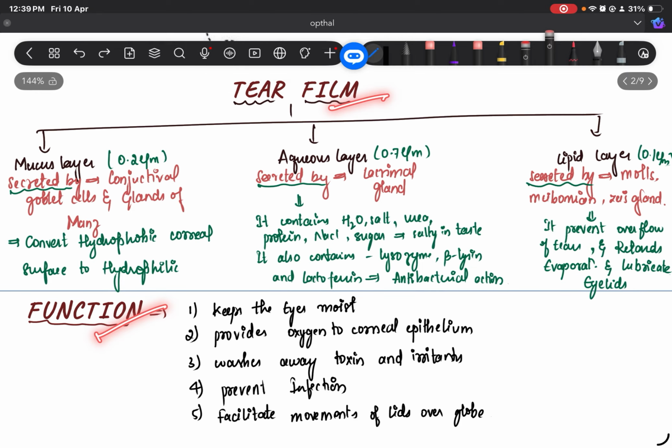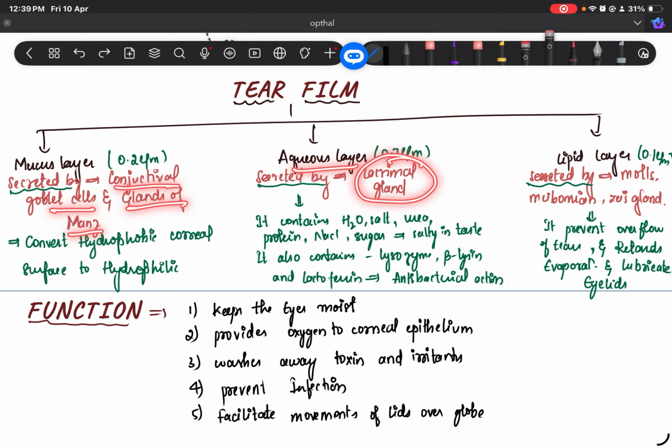Now coming to the tear film and its function. There are 3 layers of the tear film, which is mucus layer, aqueous layer, and lipid layer. As you can see, the mucus layer is secreted by the conjunctival goblet cells and the glands of Manz. Mucus layer is secreted by conjunctival goblet cells and glands of Manz.